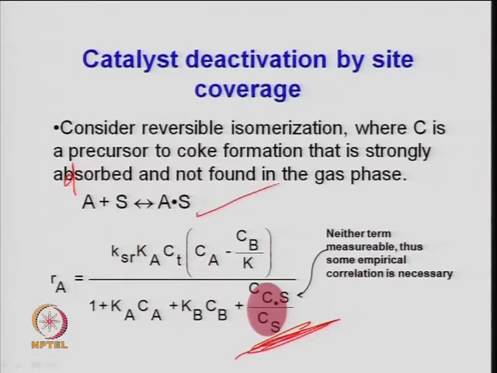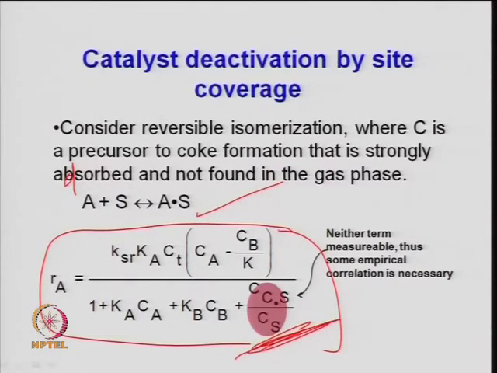So, A plus S gives you A s, and your rate of reaction can be written as r A 0 times A, or you can write it in terms of the surface reaction rate constant, adsorption equilibrium, and site concentration at t equal to 0, times the concentration driving force, C A minus C B by K, because the overall reaction is this, right. So, K is the overall equilibrium constant for the reaction, which we already discussed, divided by the terms which adsorb on the surface: 1 plus K A C A plus K B C B, and this is what the C C s divided by C s is.